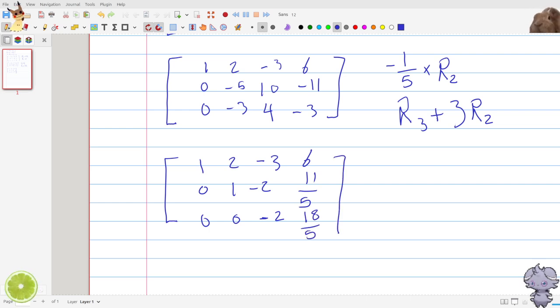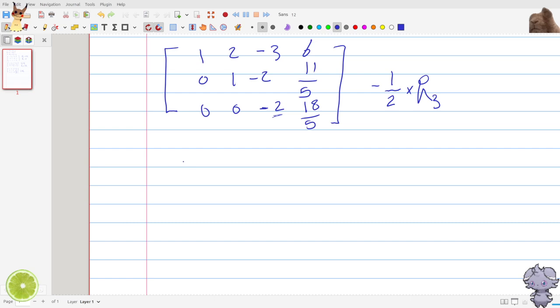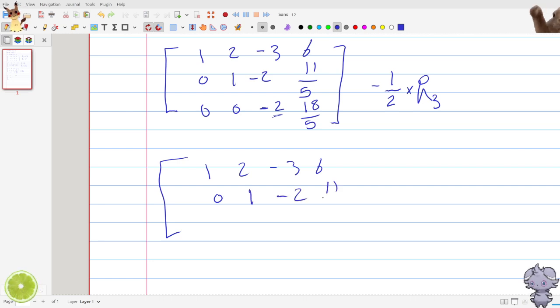So yeah, this is the matrix, and from here we also have to have a leading one here, so we multiply row 3 by negative one half, and that will give us the same but with a 1. It will become 0, 0, 1 here, and here will be negative 9/5.